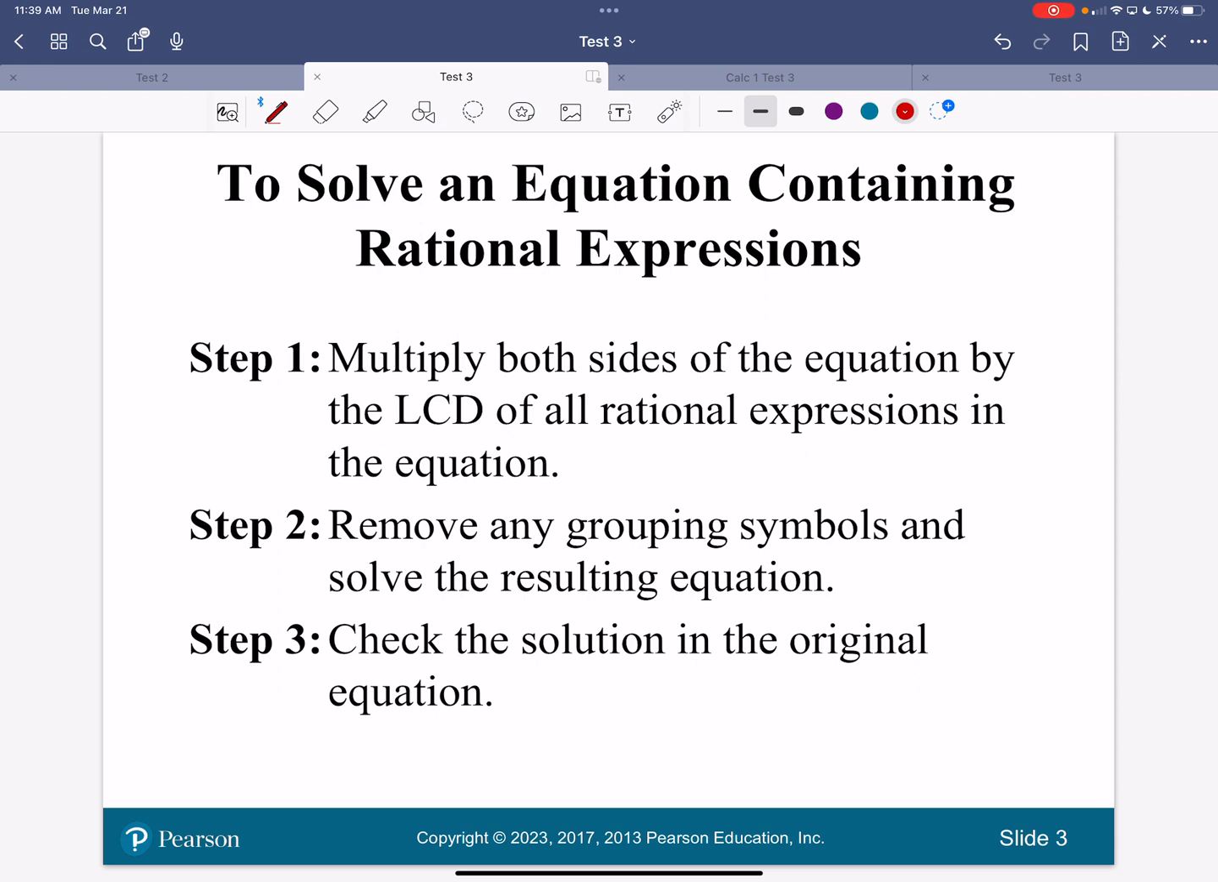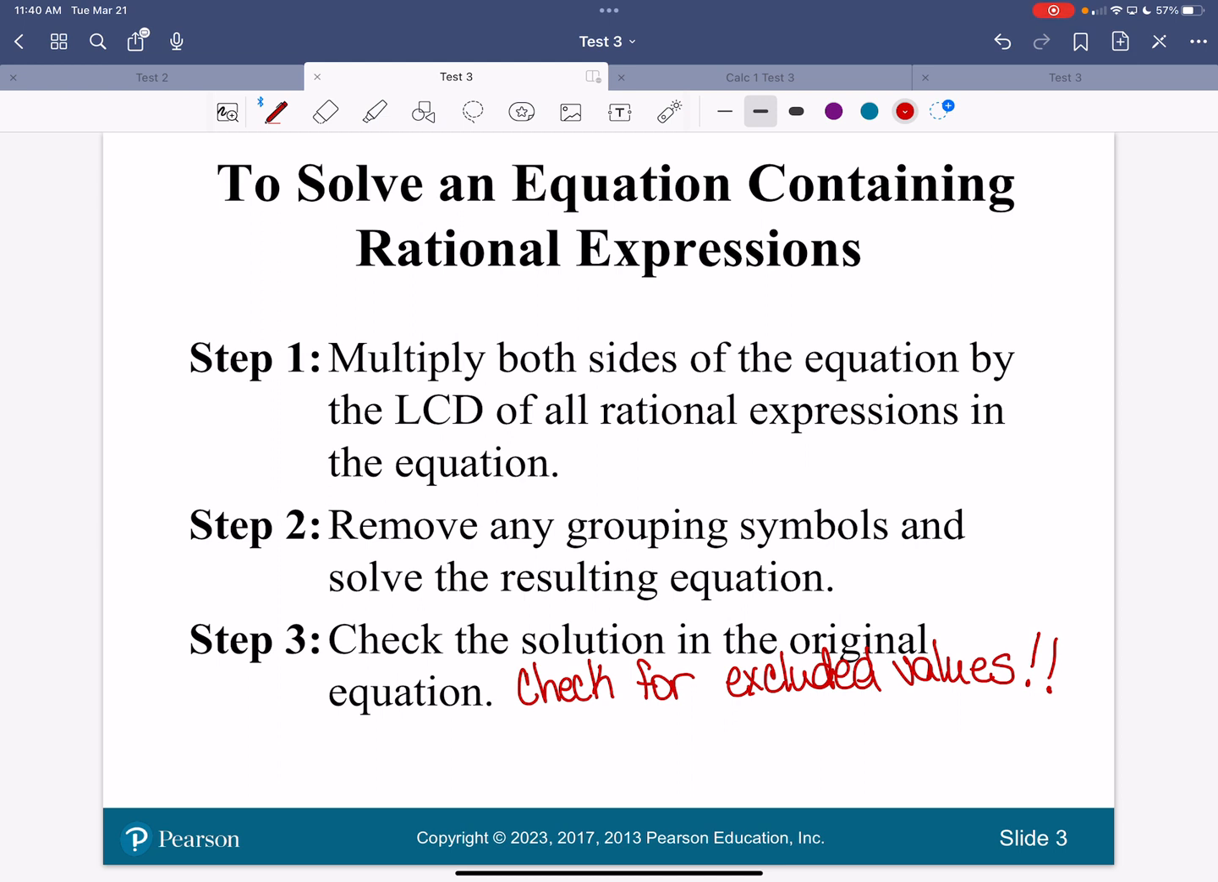Step 3, and this is very important. Step 3, check the solution in the original equation, and specifically what we're checking here for is excluded values. An excluded value is going to be what makes the denominator 0. So that's our last part, is we've got to make sure what we get for the answer does not make the denominator 0.